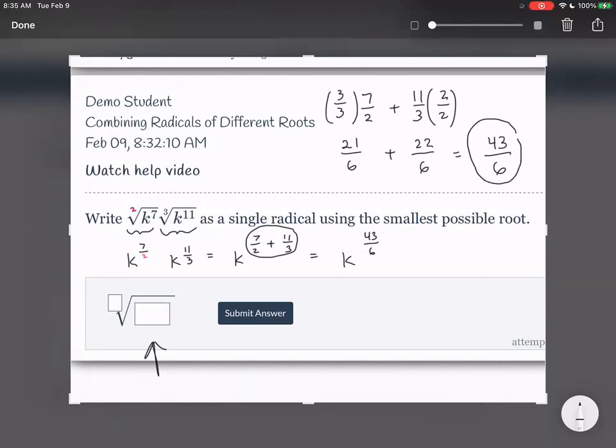We have to put it in a radical, of course. The k goes inside, k to the power of the numerator, 43, all over 6. So that means 6 is our radical number. We want the 6th root of k to the power of 43. I'm going to pause the video here and see if you guys have any questions.